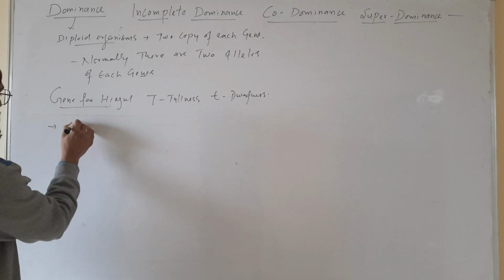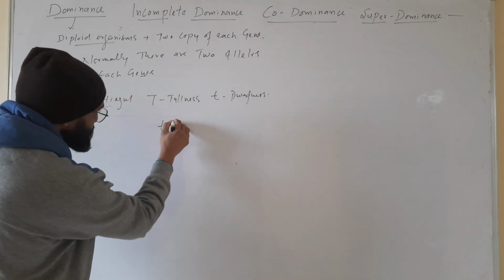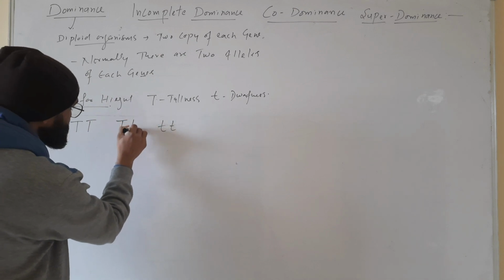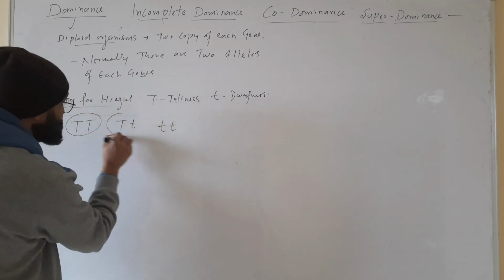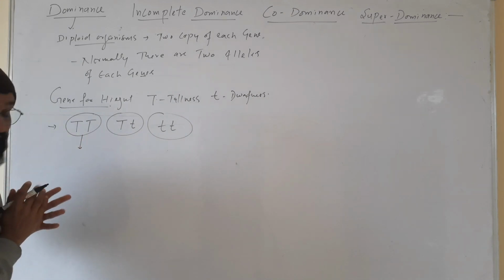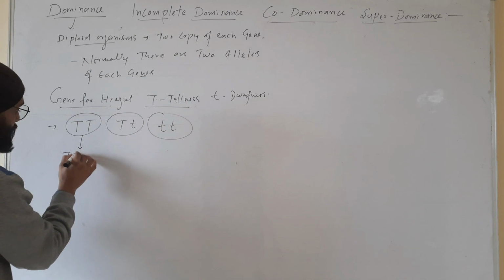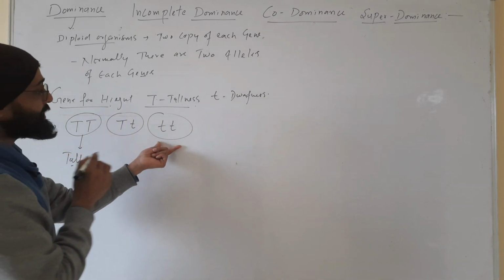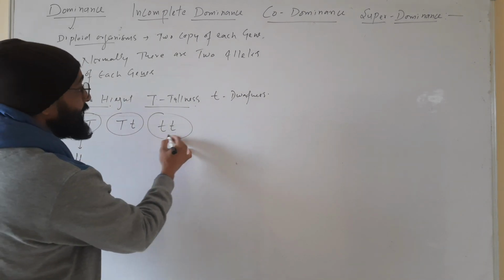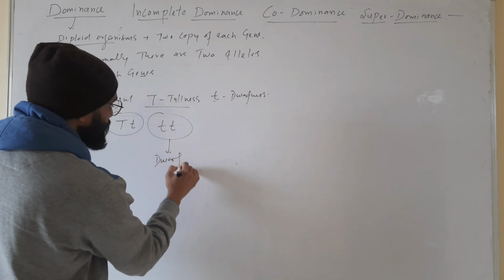So there are three possibilities. It may be capital T capital T, it may be small t small t, or it may be capital T small t. In the first case, both are capital T and it causes tallness, so the plant will be tall. In the second case, both are small t, and small t causes dwarfness, so the plant will be dwarf.